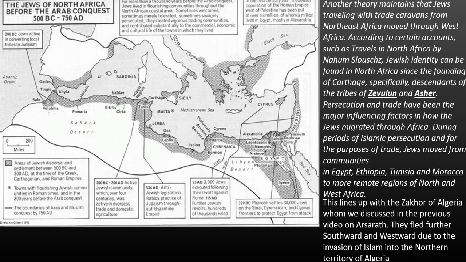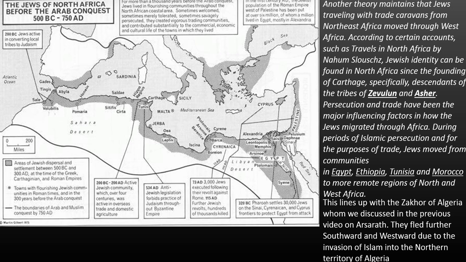So, another theory maintains that Jews traveling with trade caravans from Northeast Africa moved through West Africa. According to certain accounts, such as Travels in North Africa by Nahum Slouschz, Jewish identity can be found in North Africa since the founding of Carthage, specifically descendants of the tribes of Zebulun and Asher. Persecution and trade have been the major influencing factors in how the Jews migrated through Africa. During periods of Islamic persecution and for the purpose of trade, Jews moved from communities in Egypt, Ethiopia, Tunisia, and Morocco to more remote regions of North and West Africa. So they went to more remote regions of North and West Africa.